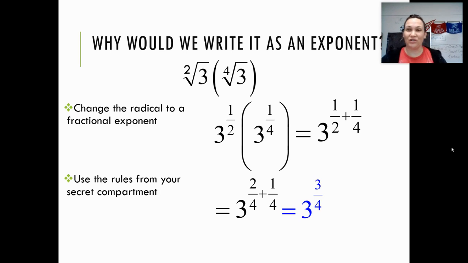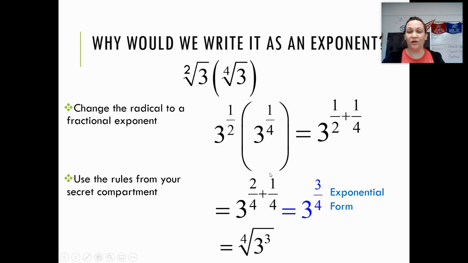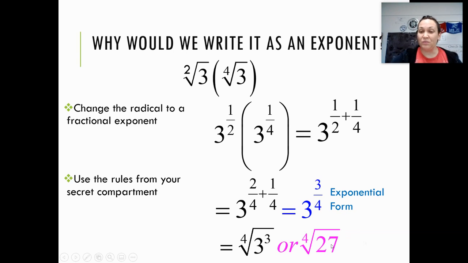So let's change this back to a radical. This would be the fourth root of 3 to the third. And again, I felt comfortable putting the exponent on the inside because it was smaller than my denominator. So I knew that I would not have 4 of a kind, so it's okay to put it on the inside. Now I do know what 3 to the third is. 3 to the third is 27. So this would be radical form.